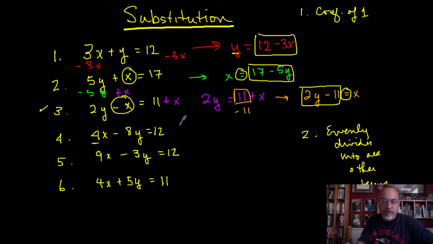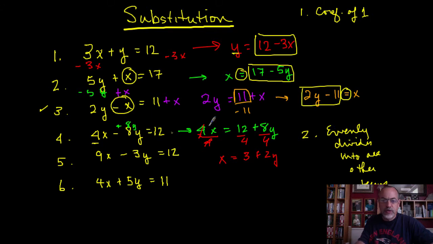So the first thing I would do is add the 8y to both sides. That gives me 4x is equal to 12 plus 8y. And then the last step to solving an equation is to divide by that coefficient. So I would divide by 4. The 4 reduces, leaving me x. The 12 divided by 4 is a 3, and the 8 divided by 4 is a 2.